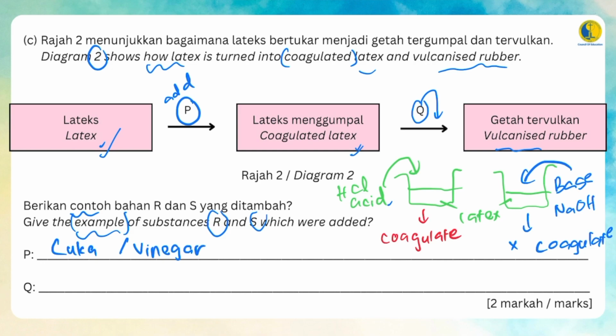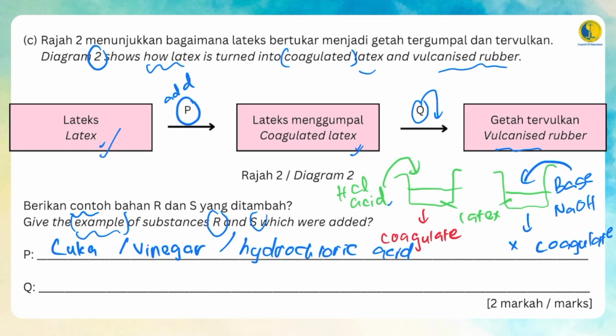Vinegar, or the other word is ethanoic acid, or you can give HCl, hydrochloric acid. Any acid that you have in your mind. Don't tell me that you are going to put just an acid. That is not accurate. Okay, so for Q, now you have a coagulated latex.